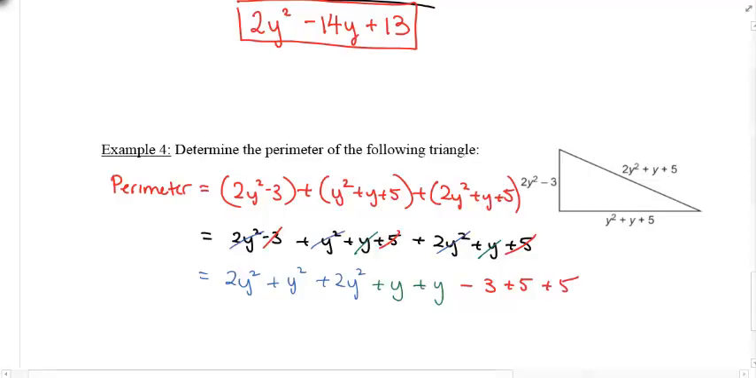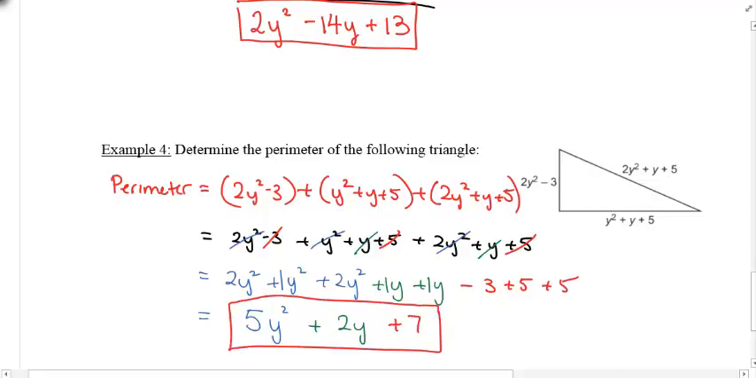Yes. Okay. 2y squared plus y squared plus 2y squared. Remember, this is a 1, right? If there's no coefficient in front. So 2 plus 1 plus 2, that's 5. 5y squareds. Y plus y, that's 1y and 1y, that's 2y's. And then negative 3 plus 5 is 2. 2 plus 5 is 7. Voila. That's French, by the way. There you go.